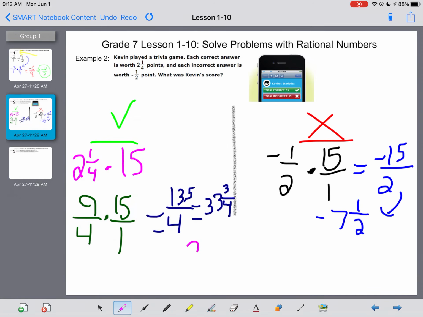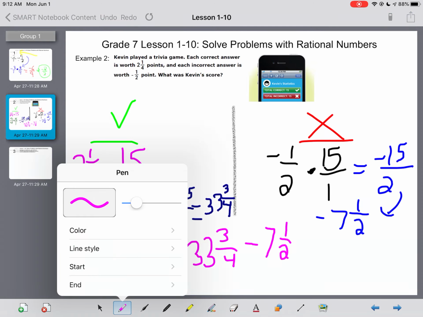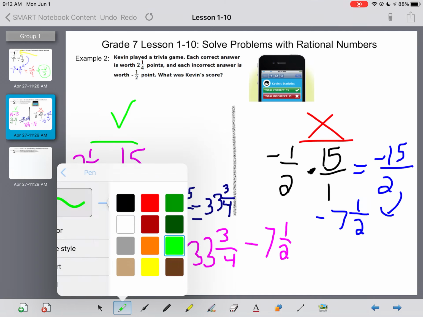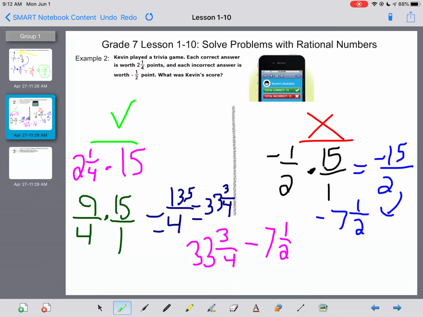So we take our positive points, 33 3/4, and then we take the points he lost, minus 7.5. So 33 3/4 points he gained or went positive, and then he lost 7.5 points. So if we subtract them, I'm running out of space, but 33 minus, no, let's choose a different color. 33 minus 7, this is 26.